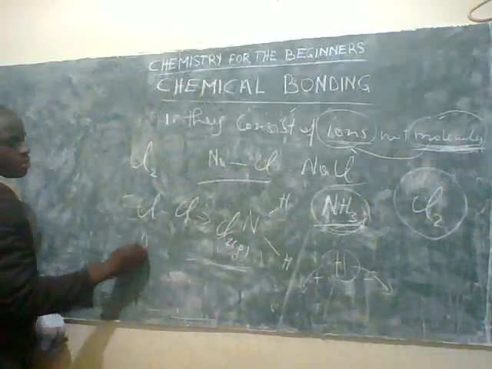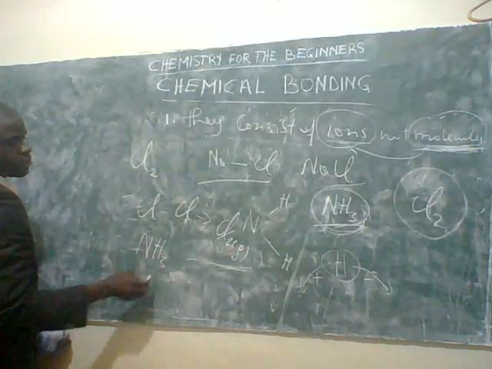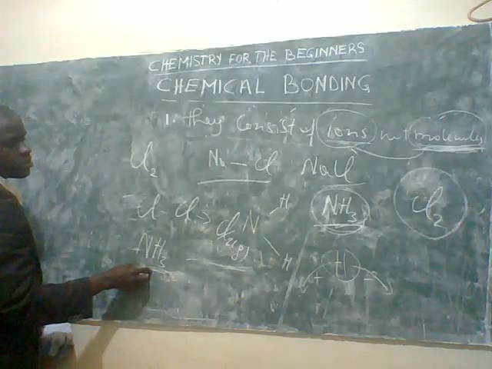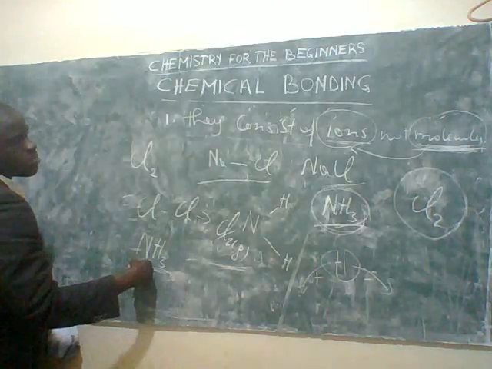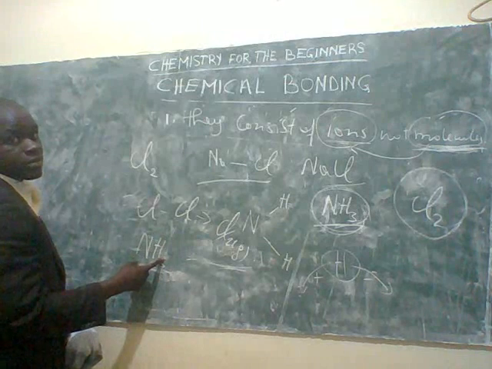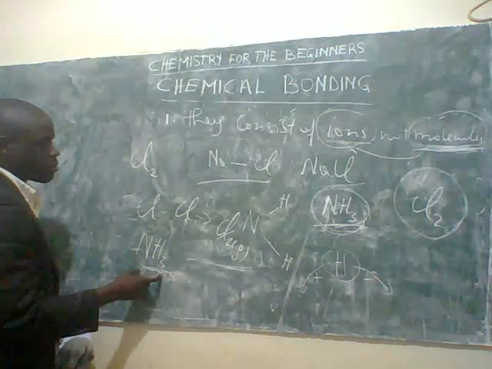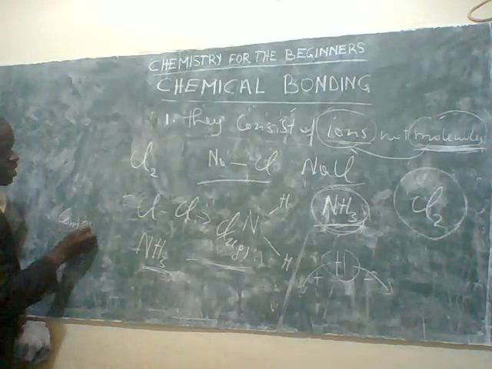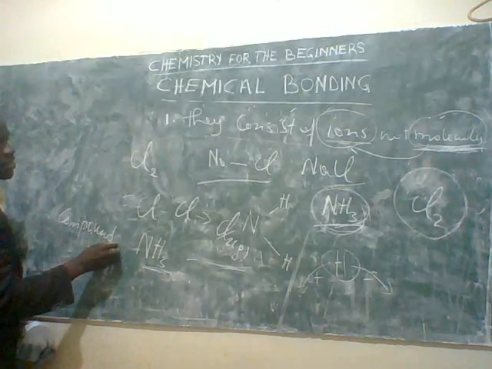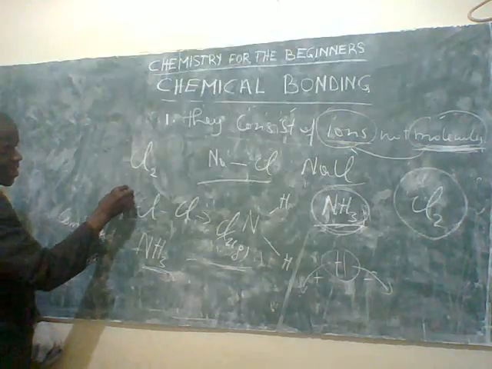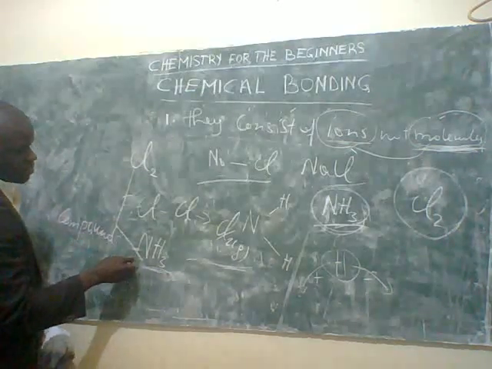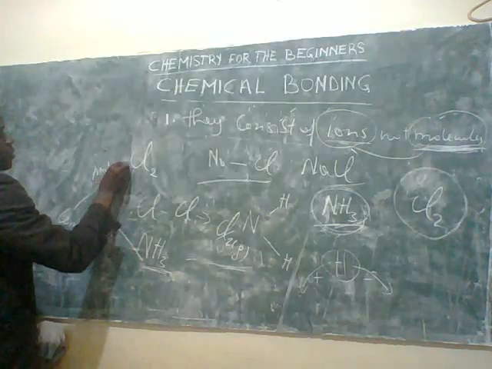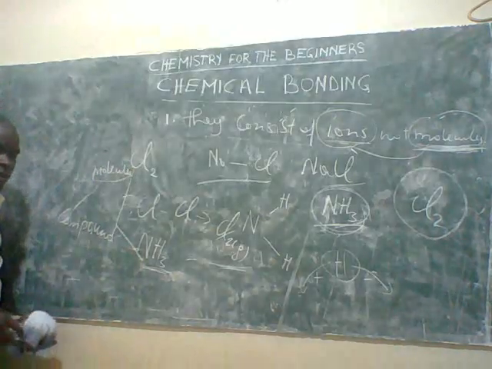Even ammonia, we can call it a molecule because it is composed of more than one atom. It is not an atom. It is a molecule, but we call it a compound. It is hard. I think we did not study these words, but what is the difference between a compound and a molecule?